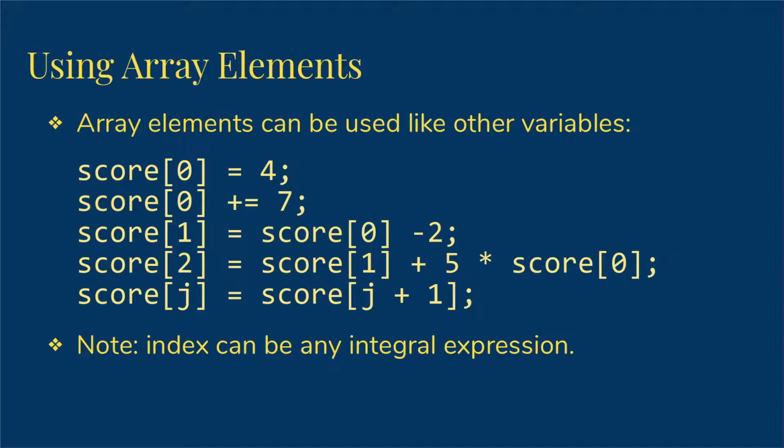Score at j gets score at j plus 1. Basically, whatever j is, it's going to copy the element after that one. So if j is 1, it will get score at 2 and put that into score at 1. If j is 5, it'll get score at 6 and put that one into score at 5. So the index actually doesn't have to be a number. It can be a variable, it can be an arithmetic expression, as long as it's an integer.